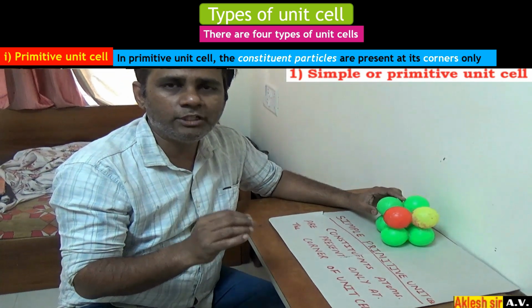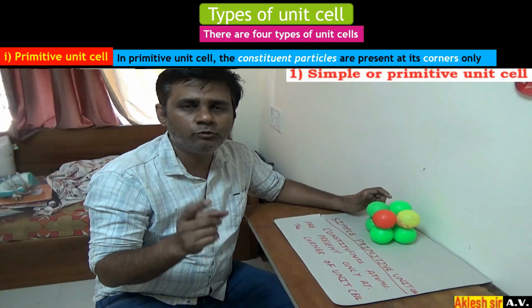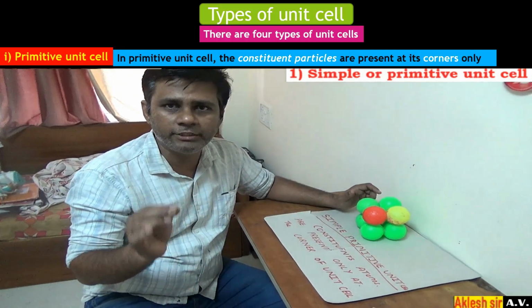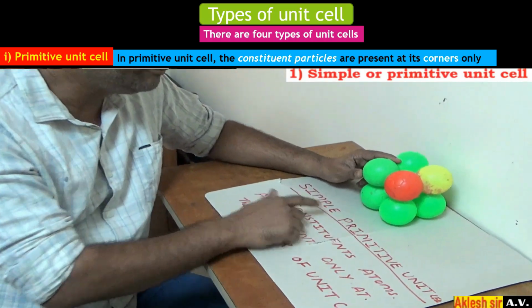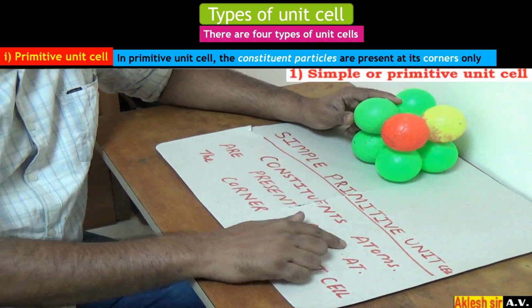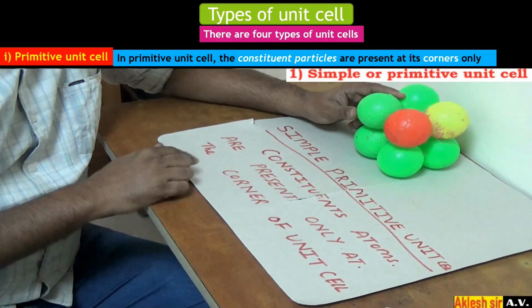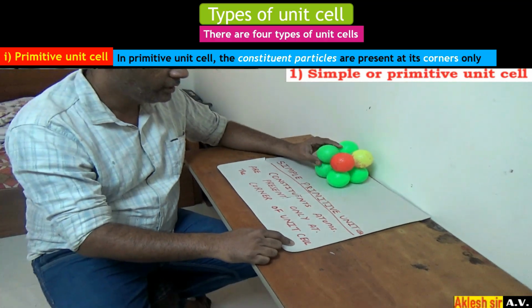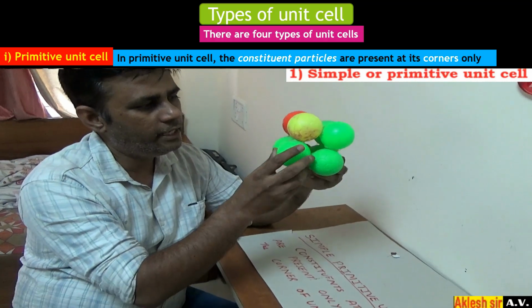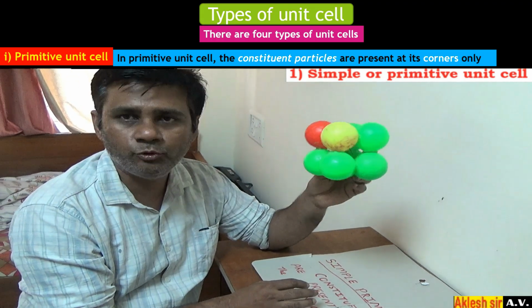Today I will explain the different types of unit cell. The first one is the simple primitive unit cell. In a simple primitive unit cell, the constituent atoms are present only at the corners of the unit cell. You can see here in my hand there is a simple primitive unit cell.